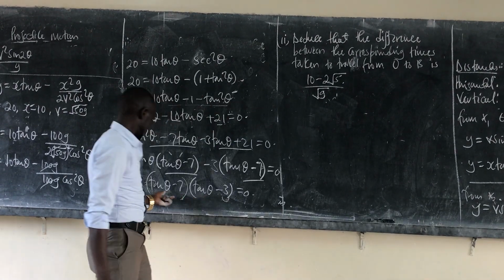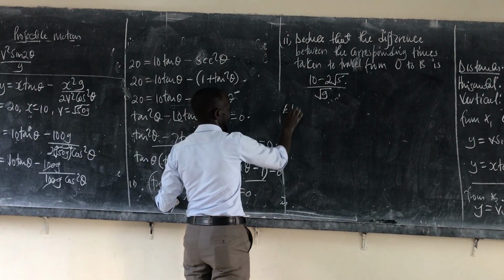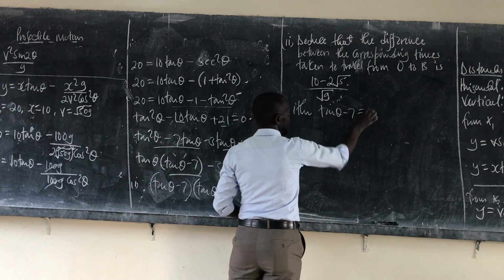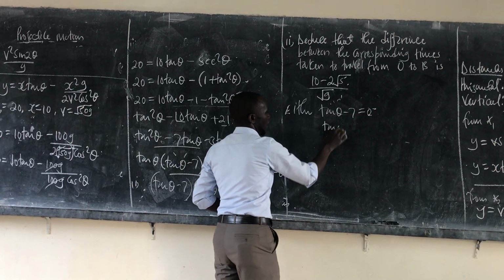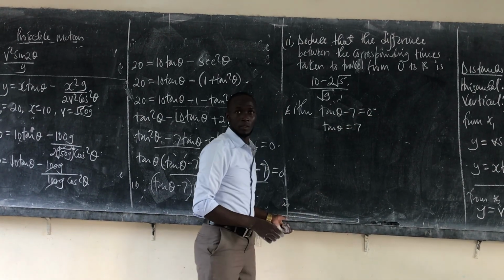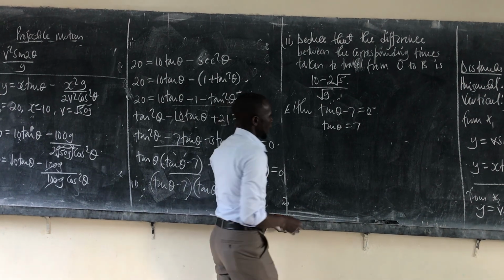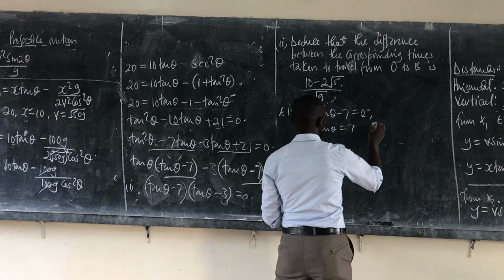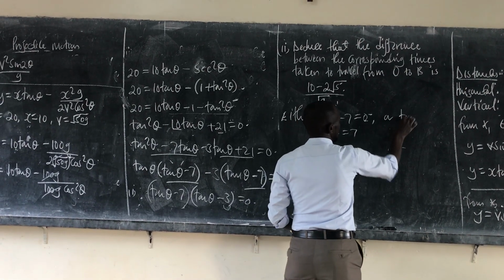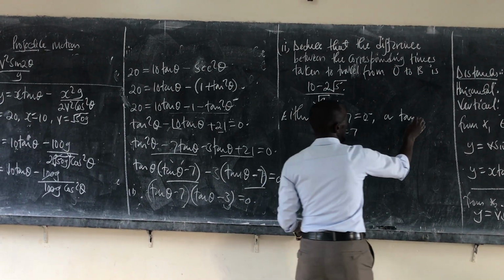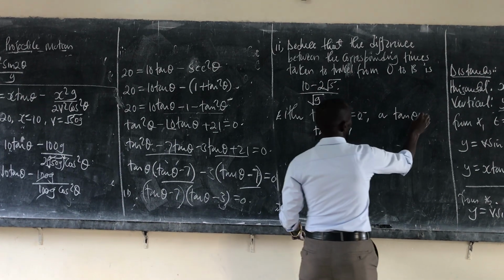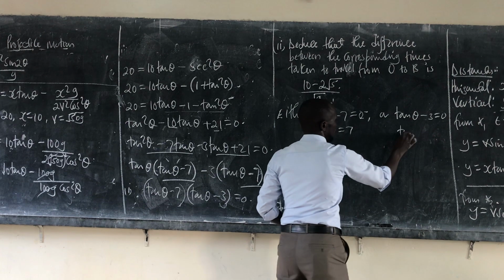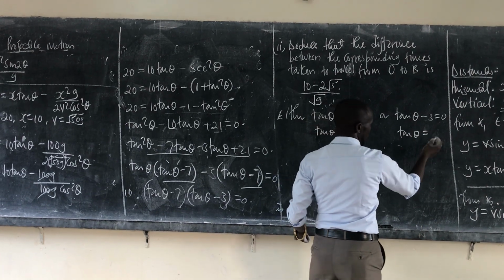When you look at this, it is either tan theta minus 7 giving us 0, so tan theta practically will be 7. And when you go here, we shall have tan theta minus 3 is equal to 0, so tan theta is equal to practically 3, positive.